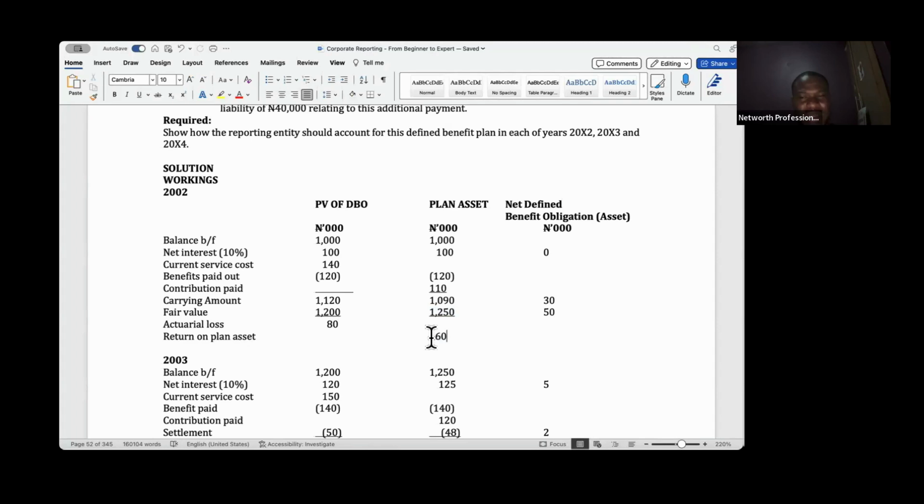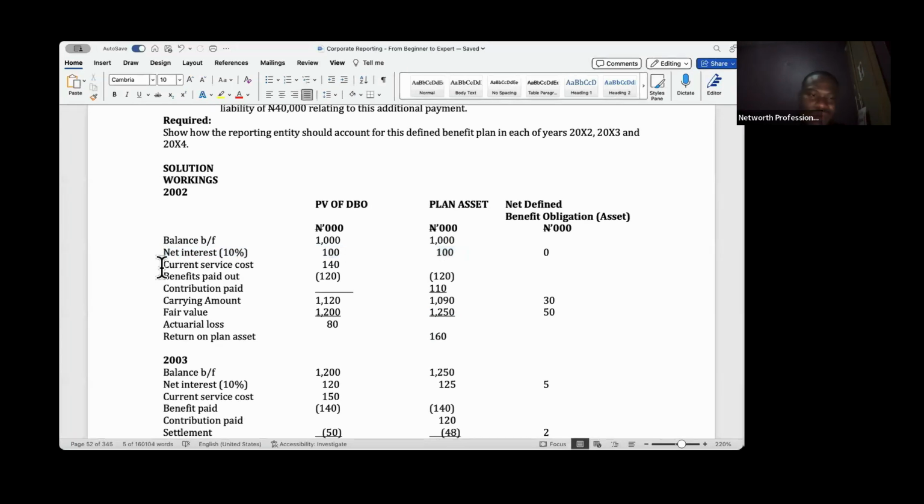So the mistake I think we might make in the exam is that you might forget to put this. Most students usually forget this net interest because they will just give you a discount rate in the question. They won't tell you what you should do with it. You have to remember to use it to calculate your net interest.